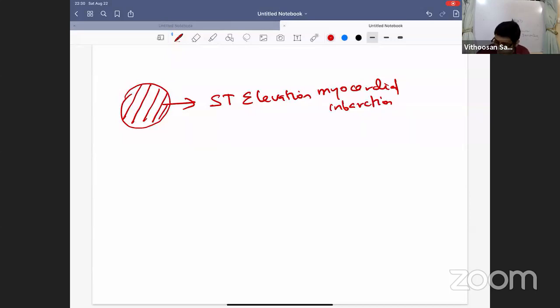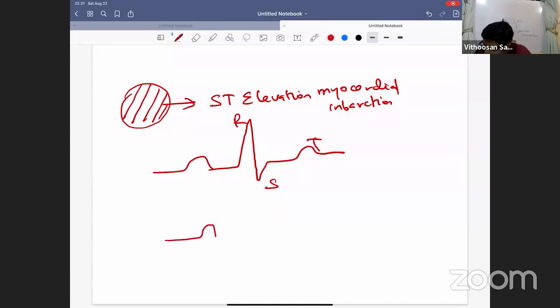What is happening there? Look here. This is how the normal ECG looks. This is the R, this is the S, this is the T. So what will happen in ST elevation myocardial infarction is that this ST segment will go up like this. Clear?